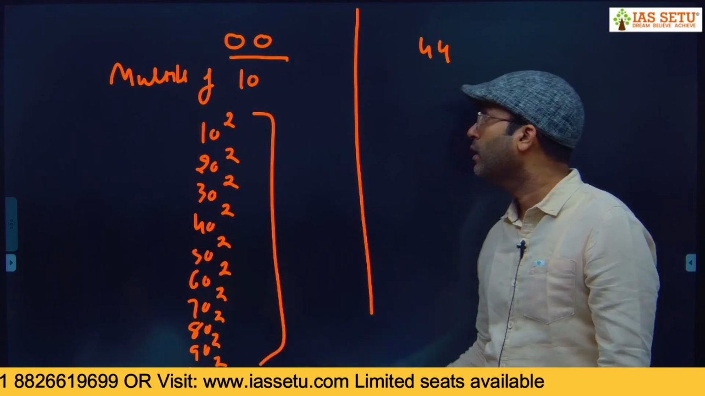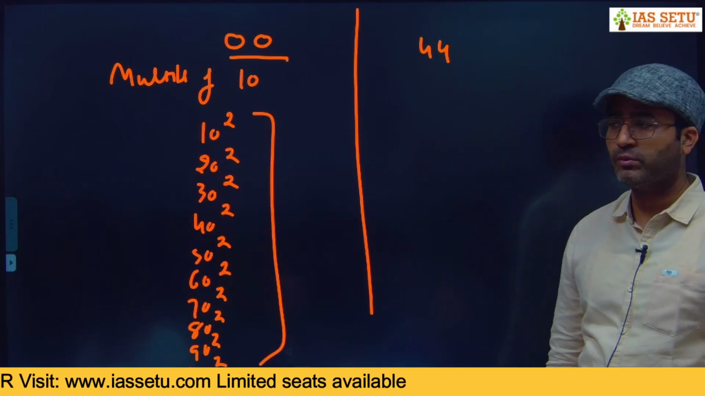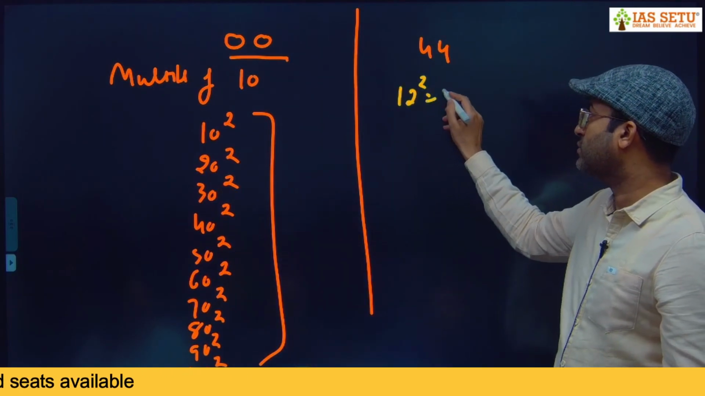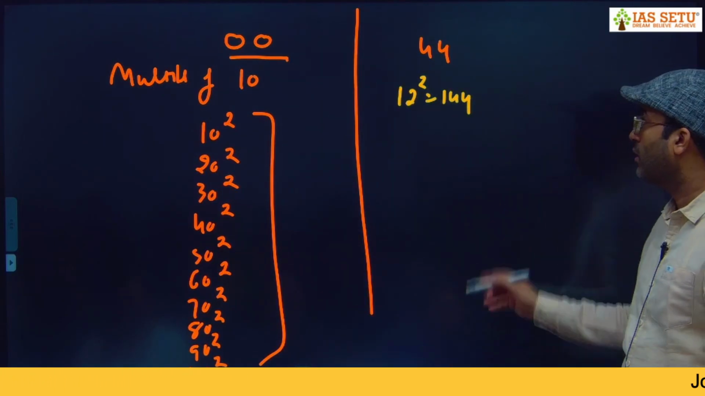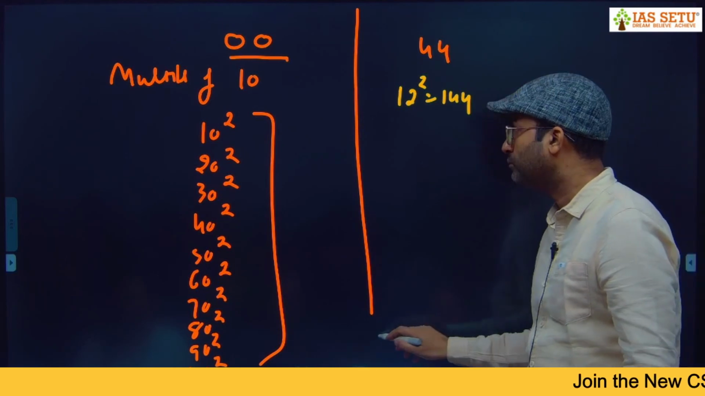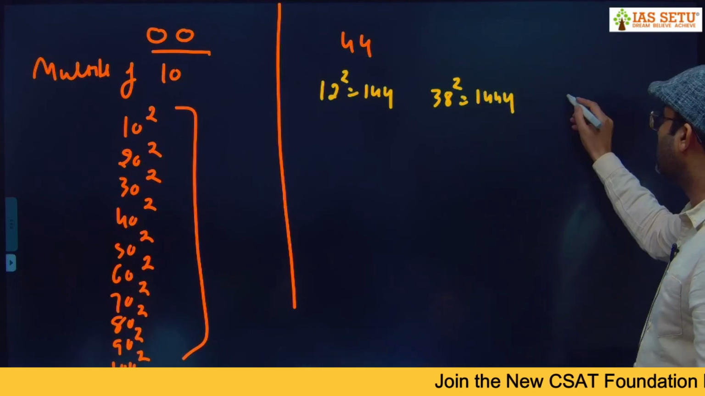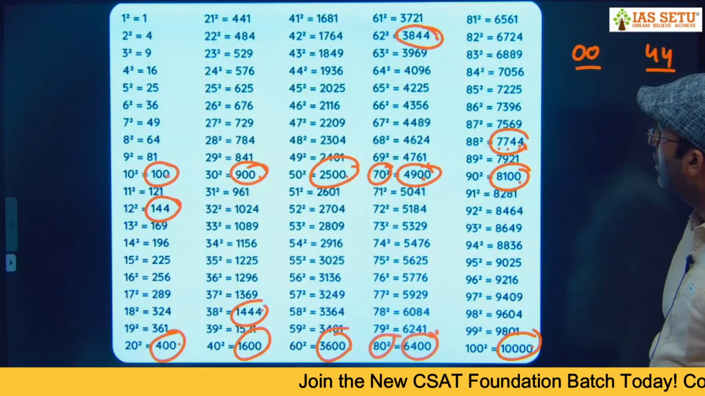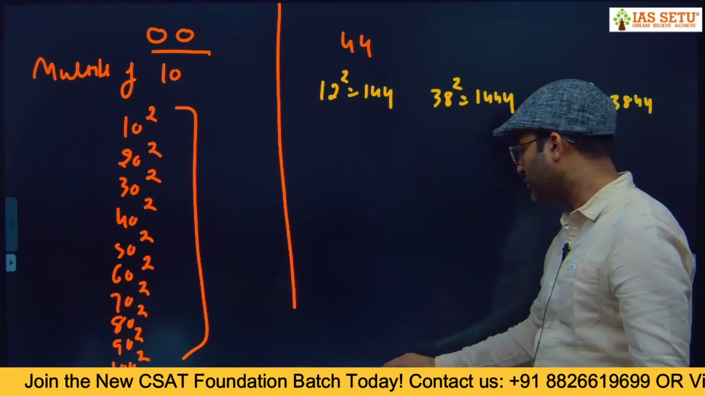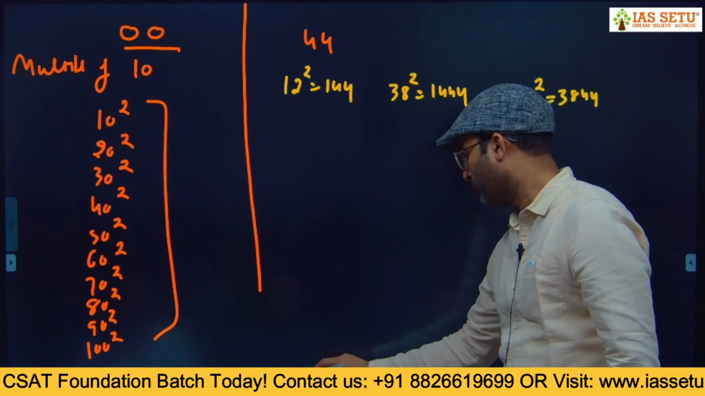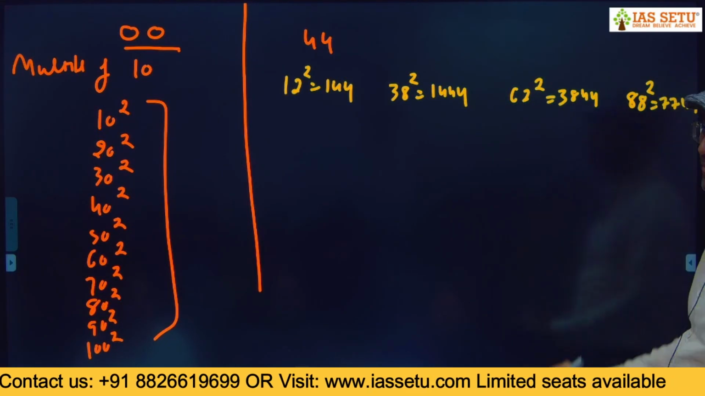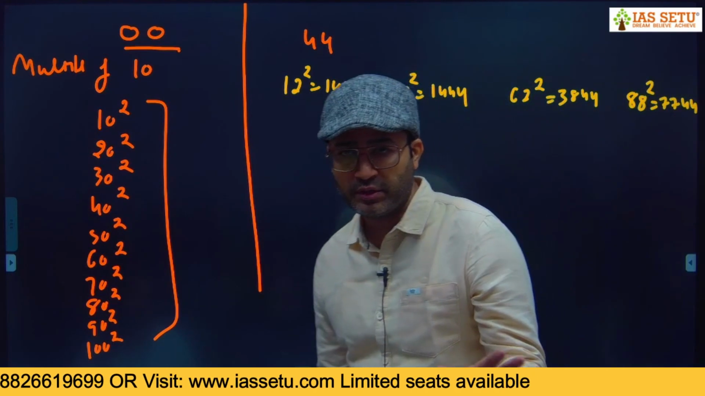These are the values. Now 44. I tell you an observation about 44. Okay. 12 square is 144. 38 square is 1444. Then 62 square, 3844. Next value is 88 square. And what is 88 square? 7744.